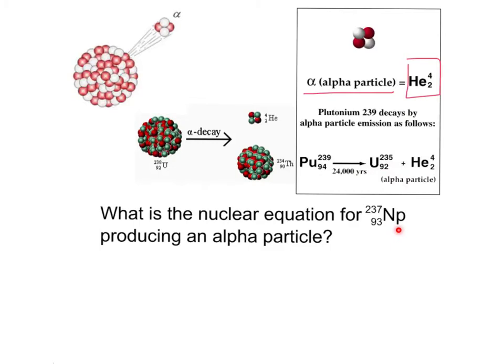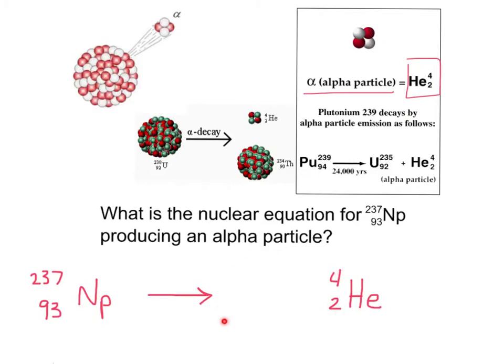Now here's an example, right? What is the nuclear equation for this nuclide producing an alpha particle? So I went ahead and wrote what we need to write down to do this problem. I wrote the neptunium nuclide here with the atomic mass and the atomic number, and I wrote that it gives off an alpha particle, which is helium, with a mass of 4 and 2 protons.